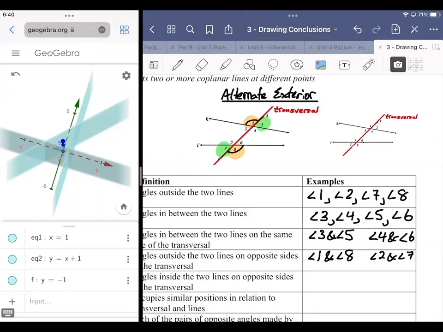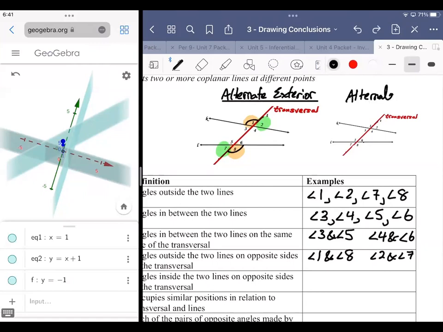I'll clean this up a little bit later, but alternate interior angles. Those would be angles that are in between the two lines, but on opposite sides of the transversal, right? So in this case, I'll use the same highlight color scheme. That would be 4, 5, 3, 6. Both pairs of angles are contained between the two lines that may or may not be parallel, but they're on opposite sides of the transversal. So angle 3 and angle 6, angle 4 and angle 5.